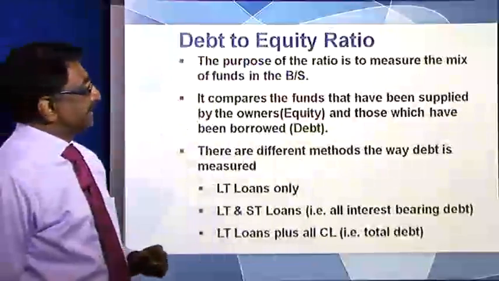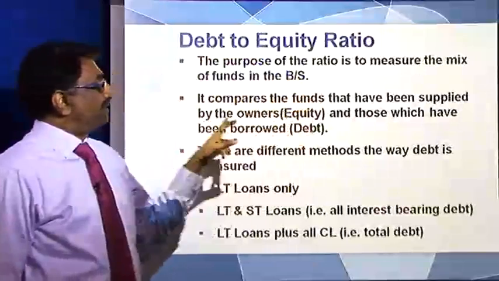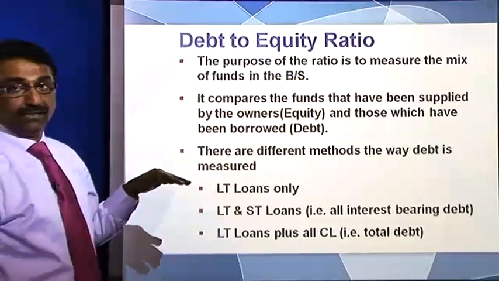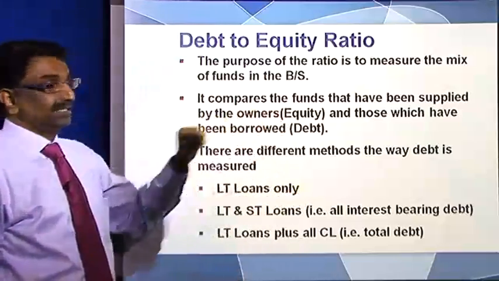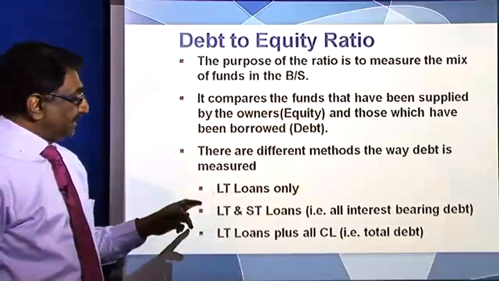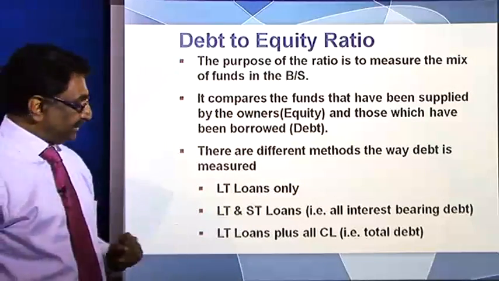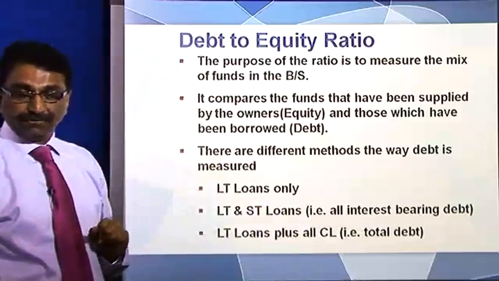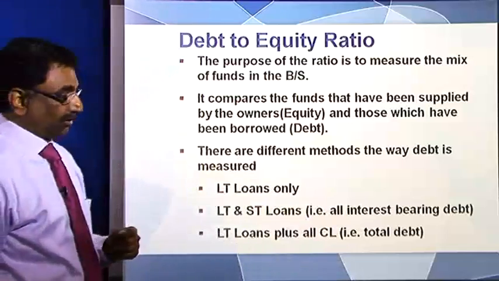Another aspect that we had discussed before is the proportion of funding by owners and the borrowed debt. The way we compare can be, we can take only the long term loans vis-a-vis the owners funds, or we can take long term and short term loans, meaning all interest bearing liabilities. We can also take total debt irrespective of whether it is interest bearing or not.